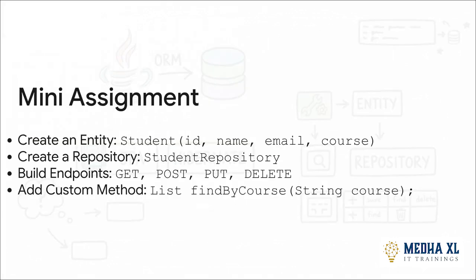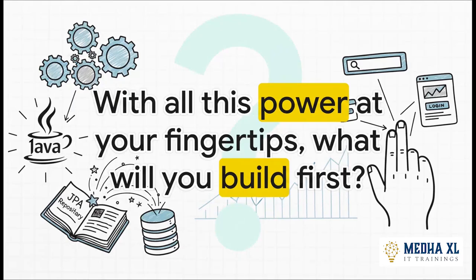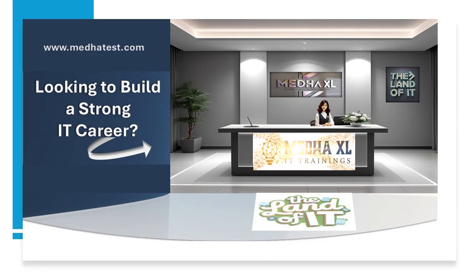You know, the best way to really let this sink in is to get your hands dirty. So here's a mini assignment for you. Try to build a simple API for managing students. Follow these steps, create your own entity and repository, and then wire them up to some API endpoints. And for extra credit, add that custom findByCourse method. We've seen how Spring Data JPA can just erase an incredible amount of tedious work, freeing you up to focus on what really matters, building awesome features. So the only real question left is, with all this new power and time at your fingertips, what are you going to build first?